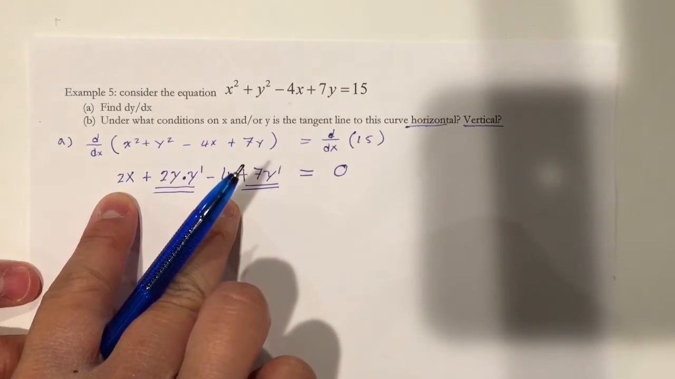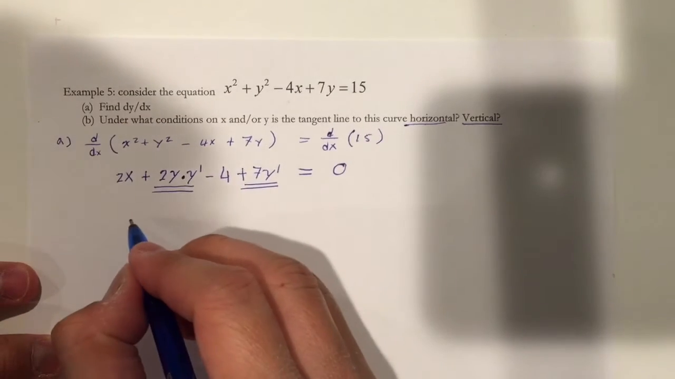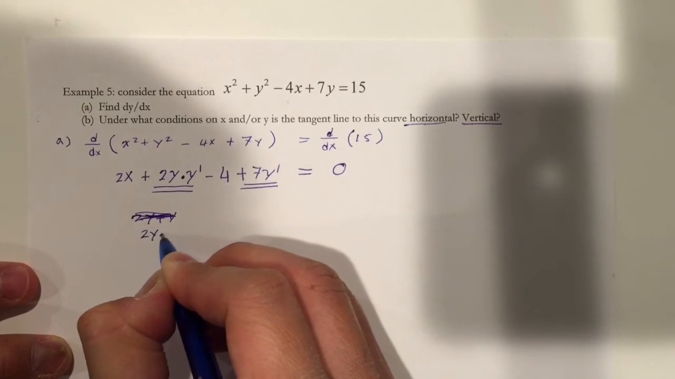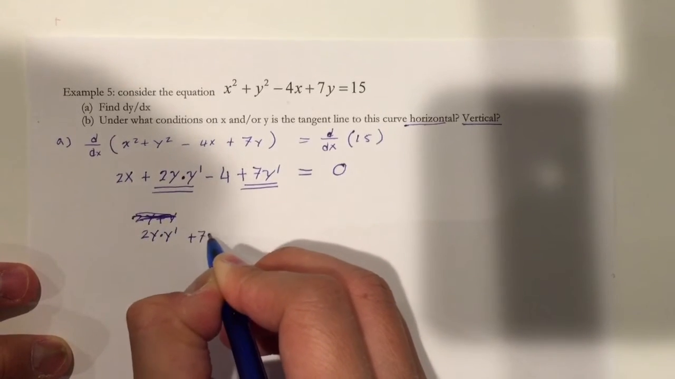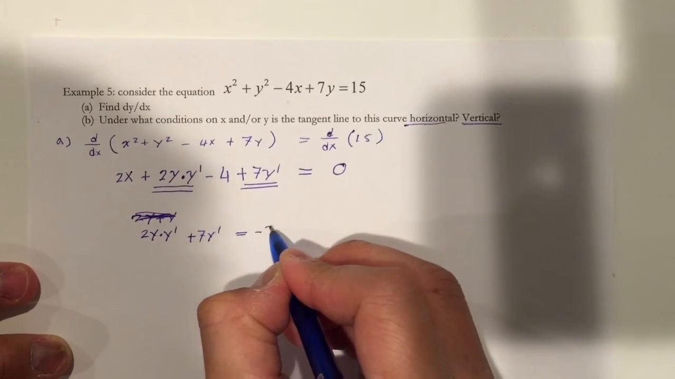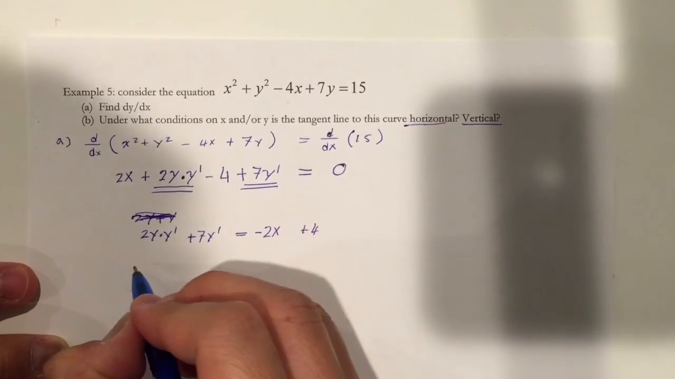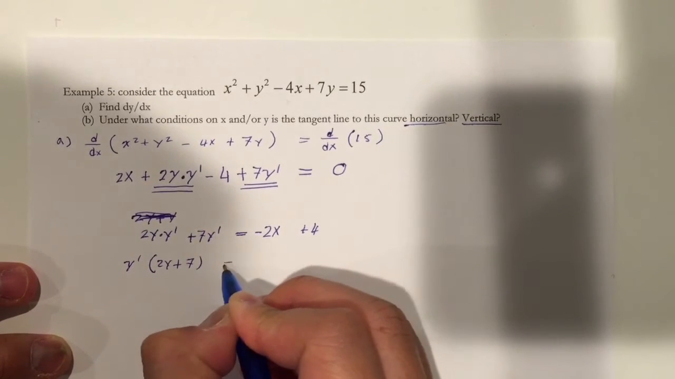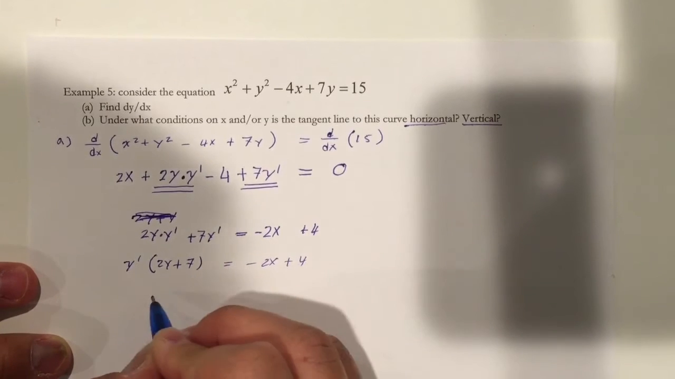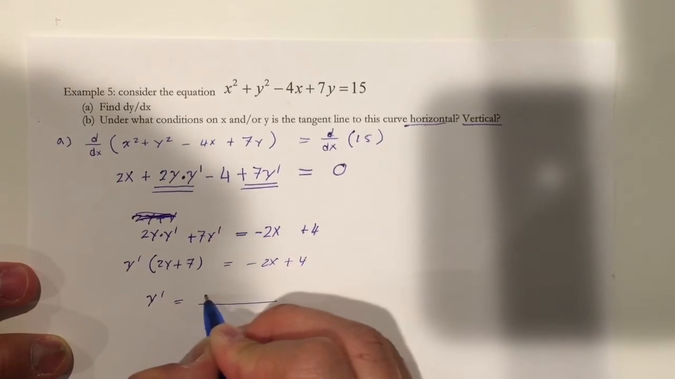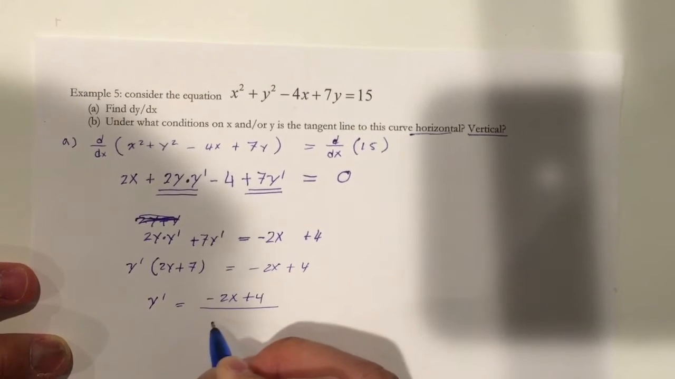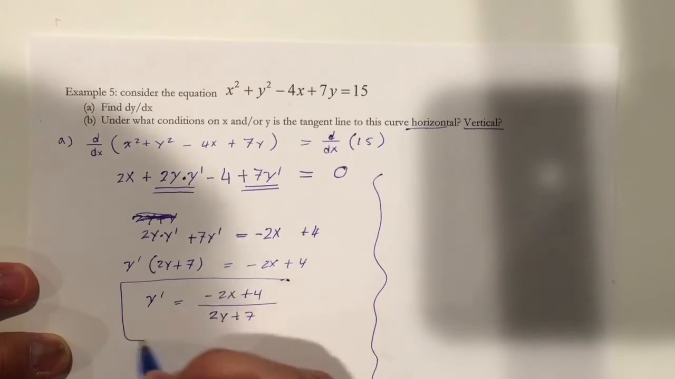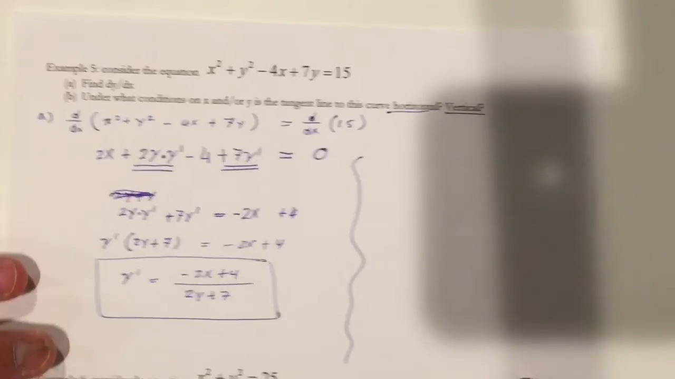Go ahead and move these two terms to the right. So here's what we're going to get. 2y times y prime plus 7y prime equals negative 2x plus 4. Factor out y prime, and then divide both sides by whatever you just factored out. Negative 2x plus 4 over 2y plus 7. Okay, awesome. So this is your slope function.